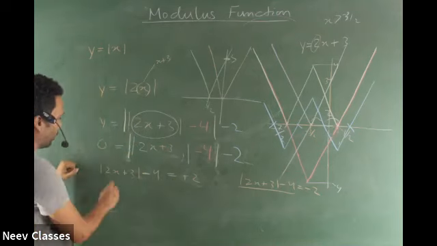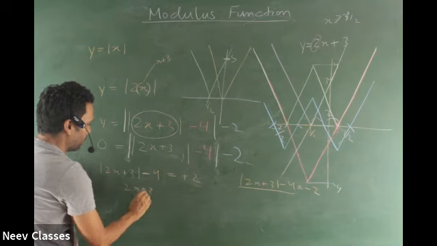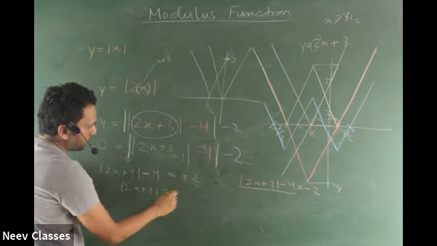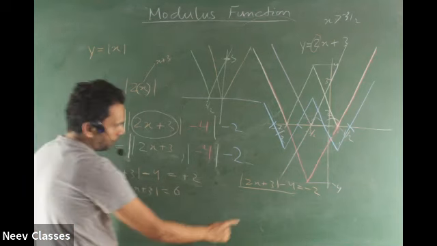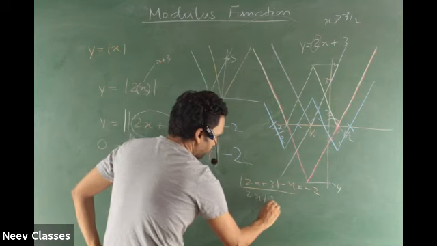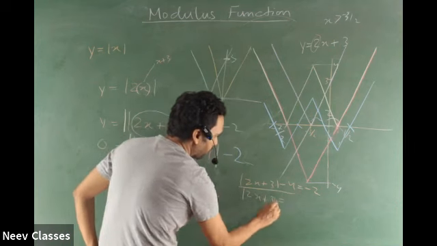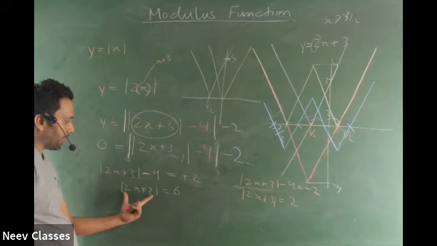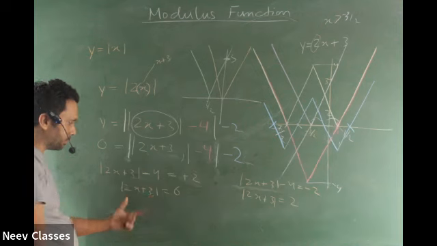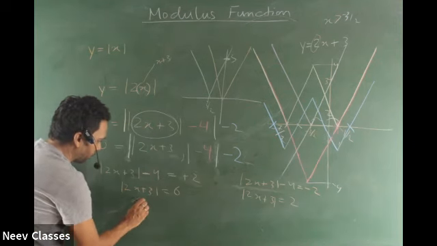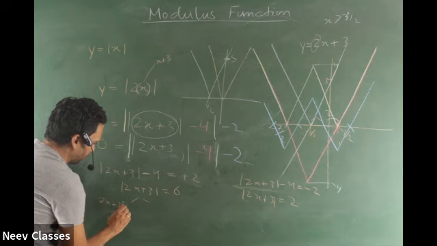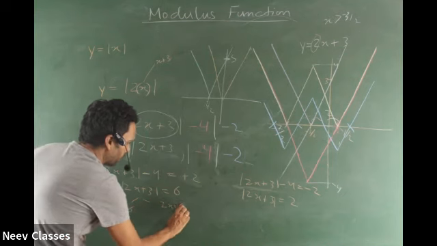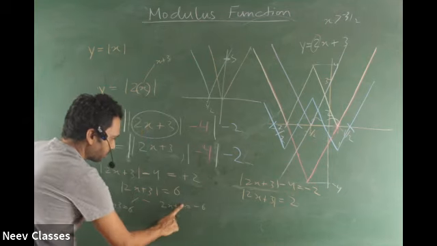If it is +2, it means the mod of 2x plus 3 must be how much? 4 goes on that side, must be 6, right? And if it is -2, it means the mod of 2x plus 3 must be 4 goes on the other side, 2, right? Now mod of this is 6, means the thing inside can be +6 or -6. So again it will give us 2 results: either 2x plus 3 is equal to 6 or 2x plus 3 is equal to -6. Both ways, the mod of it will be 6.